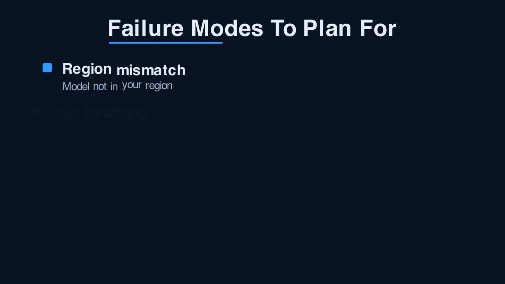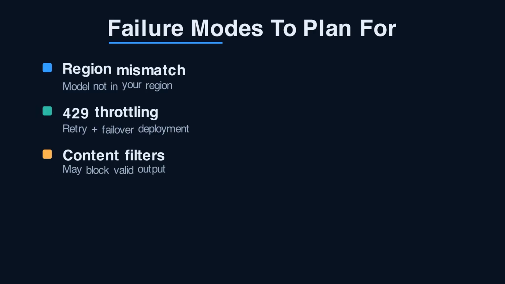Every architect should map the failure modes. First, regional model availability. The model you want may not exist in your required region, forcing a multi-region or fallback design. Second, throttling. When you exceed tokens per minute, you get 429 responses. So your orchestrator needs retry with exponential backoff and ideally a second deployment to fail over to. Third, content filtering. Azure applies its own configurable content filters that can block or flag responses the raw OpenAI API would return. So test your prompts against them early. Each of these is a design decision, not an afterthought.